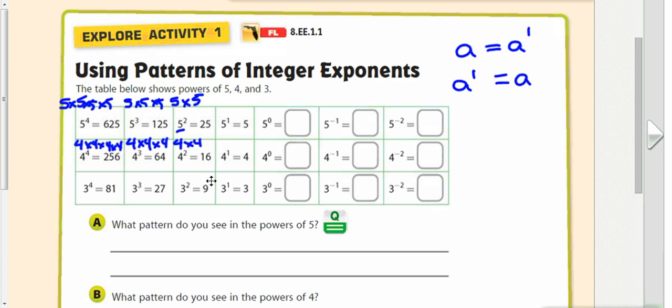The same way with the threes. 3 to the second power would be 3 times 3, which is 9. 3 to the third should be 3 times 3 times 3, which is 27. And 3 to the fourth should be 3 times 3 times 3 times 3, which is 81. So yes, this rule does work. That basically says when you see an exponent, it's telling you how many times to multiply the base.